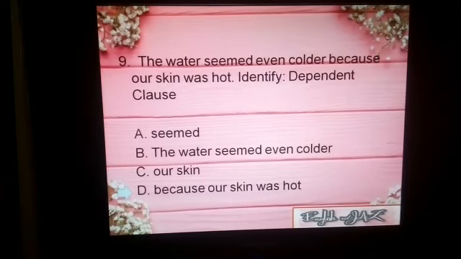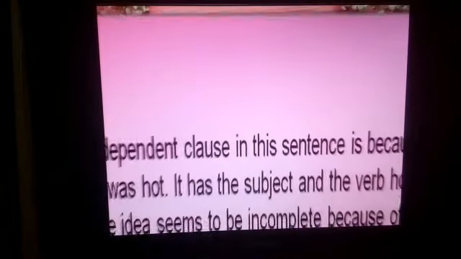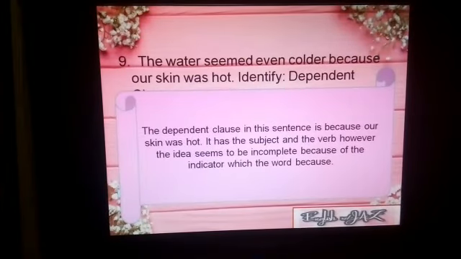The answer to number 9 is because our skin was hot. The dependent clause in this sentence is because our skin was hot. It has the subject and the verb. However, the idea seems to be incomplete because of the marker indicator, which is the word because. The water seemed even colder is our independent clause, which conveys the complete idea with the subject water and verb seemed.